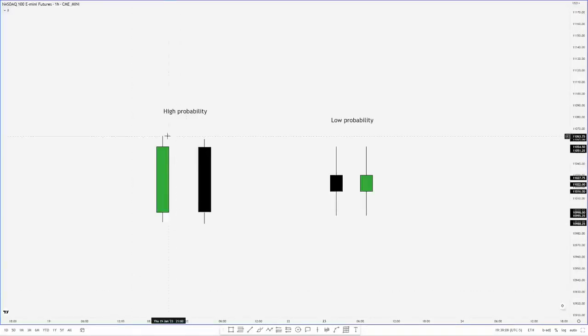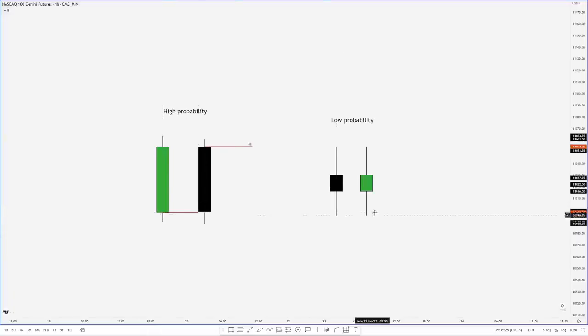So with high probability order blocks, such as these with large candle bodies and small wicks, I prefer to use the opening price of this candle. Similarly, with a bearish order block, I would use the open here.